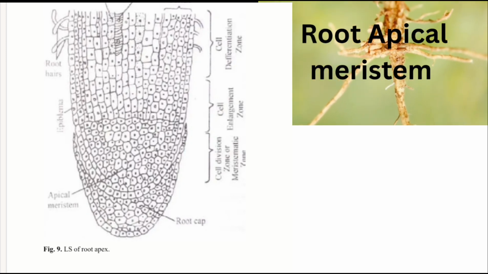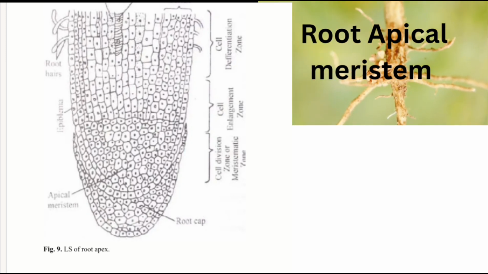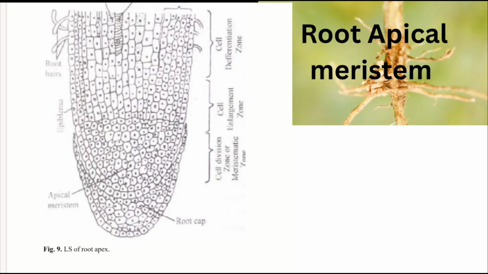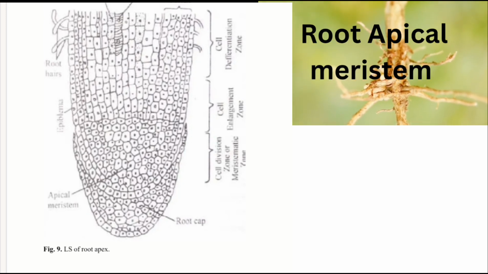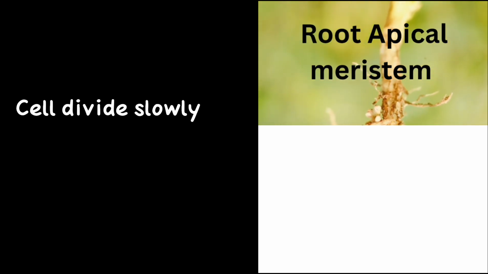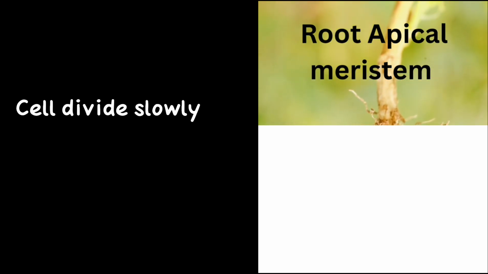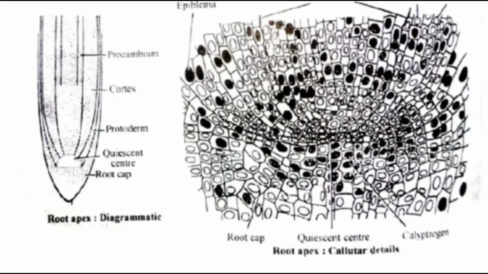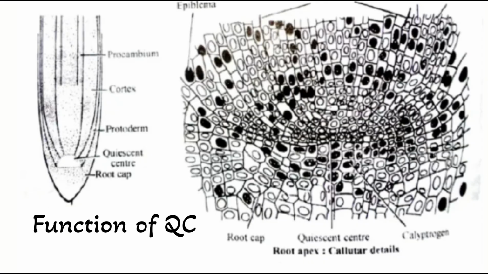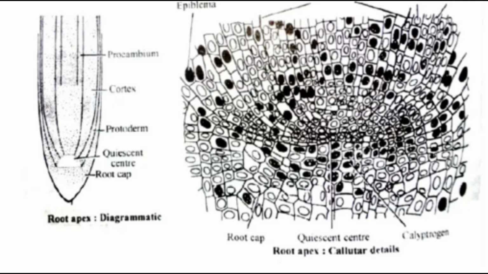Then there is a quiescent center, which was first described by Clowes in 1959. This is located just behind the root cap in the center of the root apical meristem. The cells divide very slowly compared to the surrounding initials. What is the function of this particular quiescent center? To serve as a reserve of the stem cells. It can replace damaged initials. It maintains the organization of the root apical meristem.